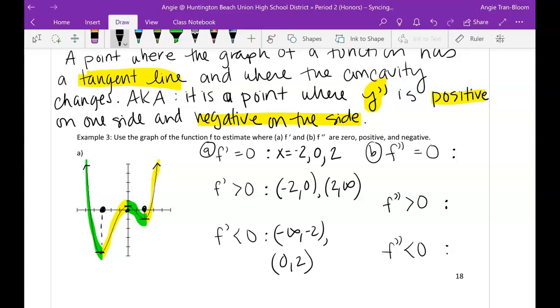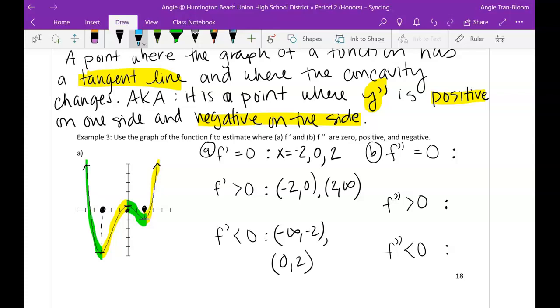Now, the second one is talking about the second derivative. When is the second derivative 0? So some of you said, well, I can just go and kind of sketch out a second derivative graph. You're right, we could. So let's try that. I already have when f prime is 0. So we can sketch out the first derivative first.